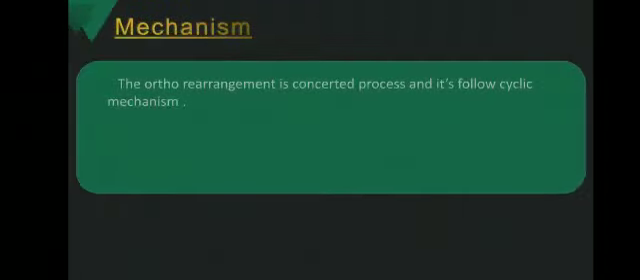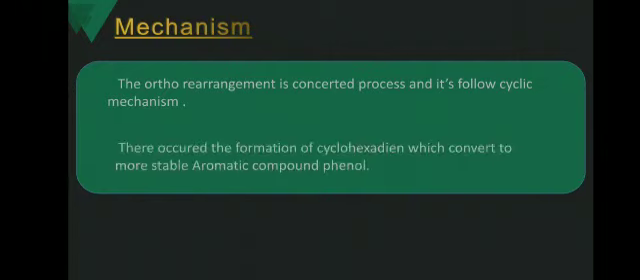So here we see the mechanism of the Claisen rearrangement reaction. The ortho rearrangement is a concerted process.